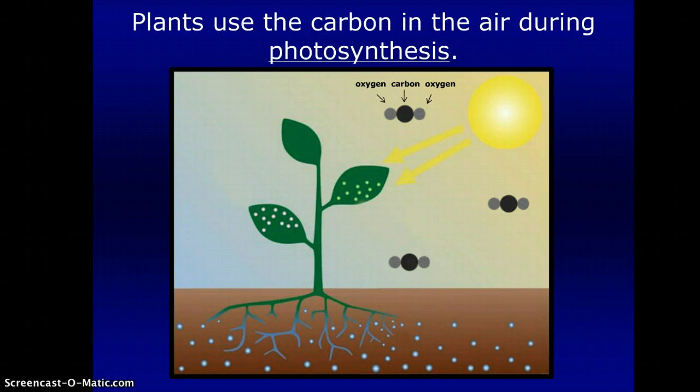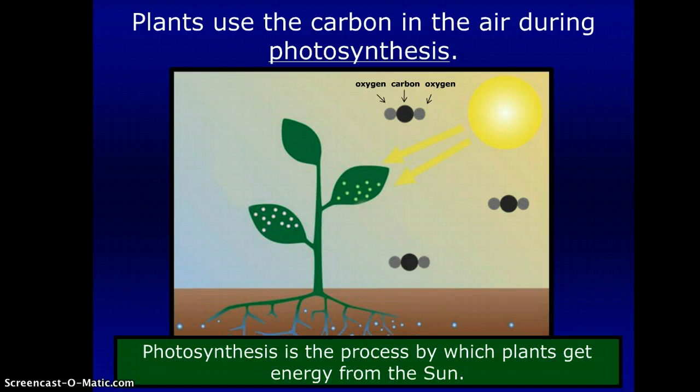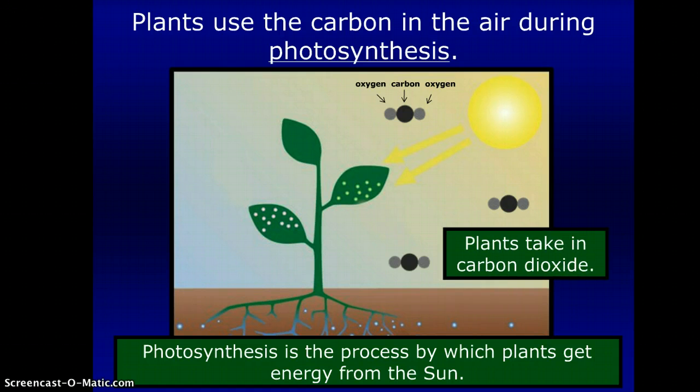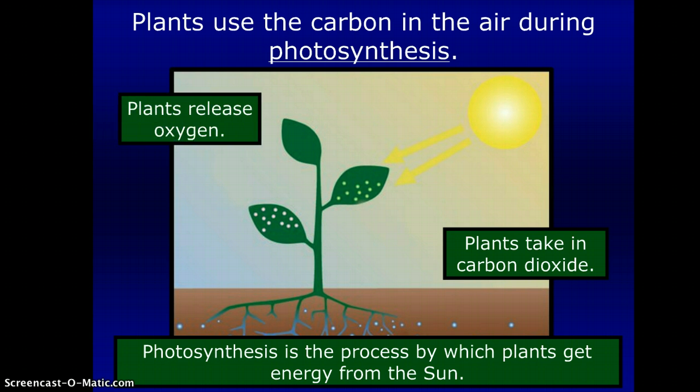Plants use the carbon in the air during photosynthesis. Photosynthesis, if you recall from our earlier discussions, is a process by which plants get energy from the sun. Remember, the sun is the main component of energy. They take in the carbon dioxide, as you can see in the lovely animation, and they release the oxygen for us, for humans, to enjoy. So we get all that lovely oxygen.